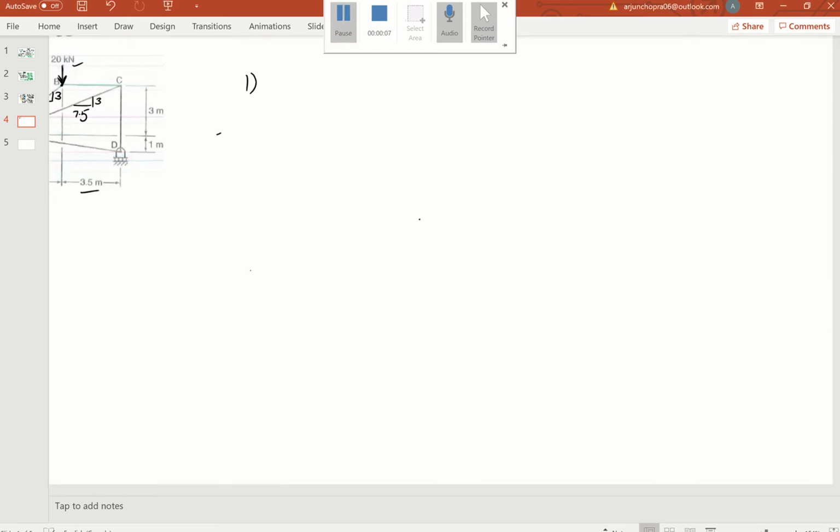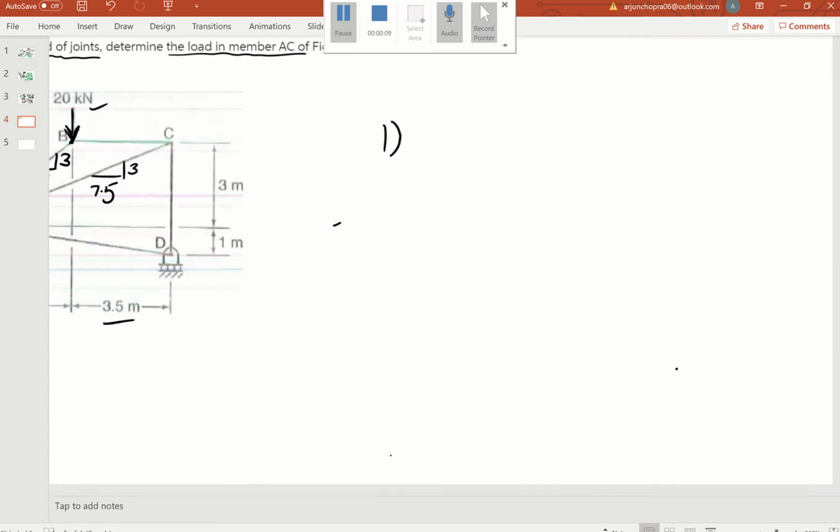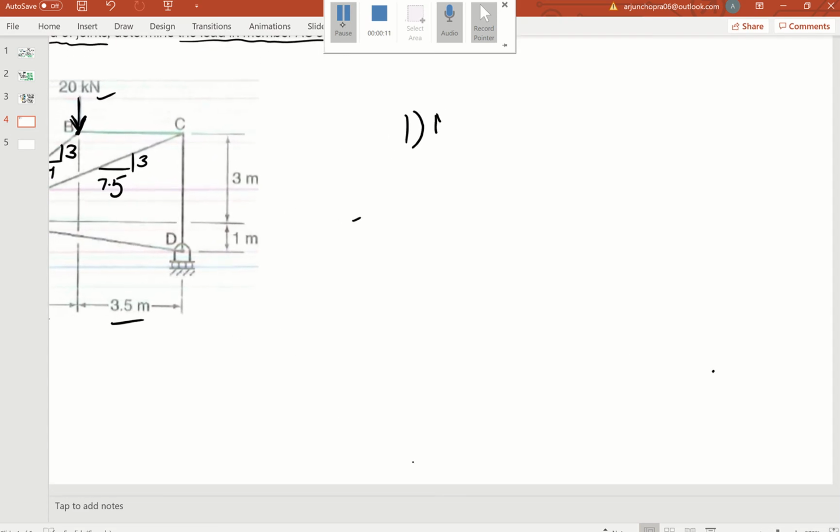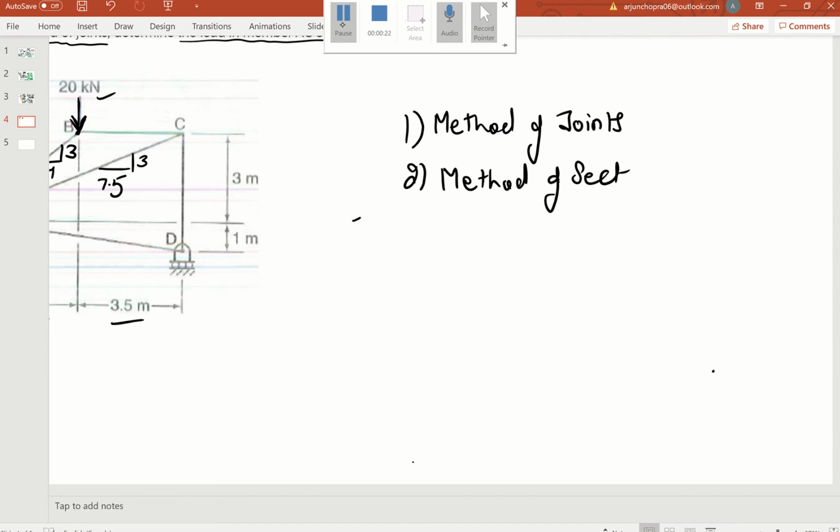There are three ways we can solve any static problems. First one is, I'm gonna expand on this one, method of joints. Second one is method of section. And the third one is method of members.